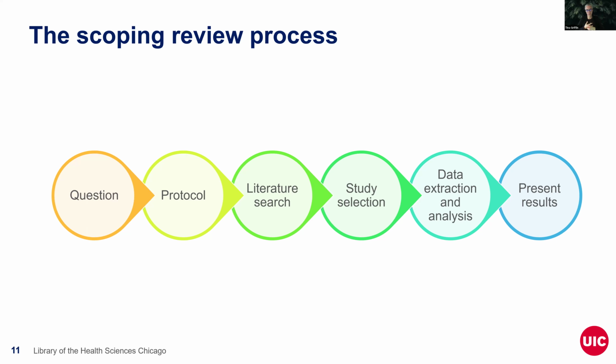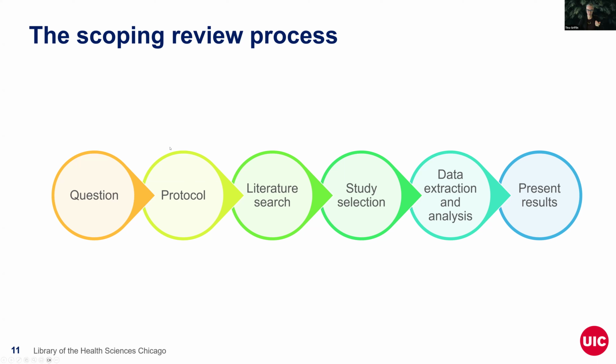Then you do your literature search and gather in all of that from a bunch of different sources. You apply your inclusion/exclusion criteria to actually select the studies that you're going to include for that review. Then you go to data extraction and analysis of those studies. And then you get to analyzing and then presenting your results. So looking at these individually.